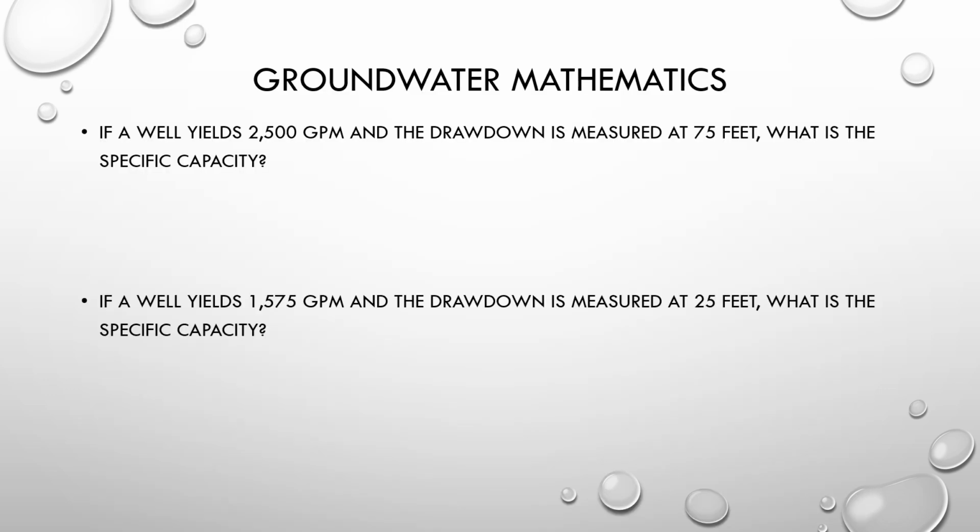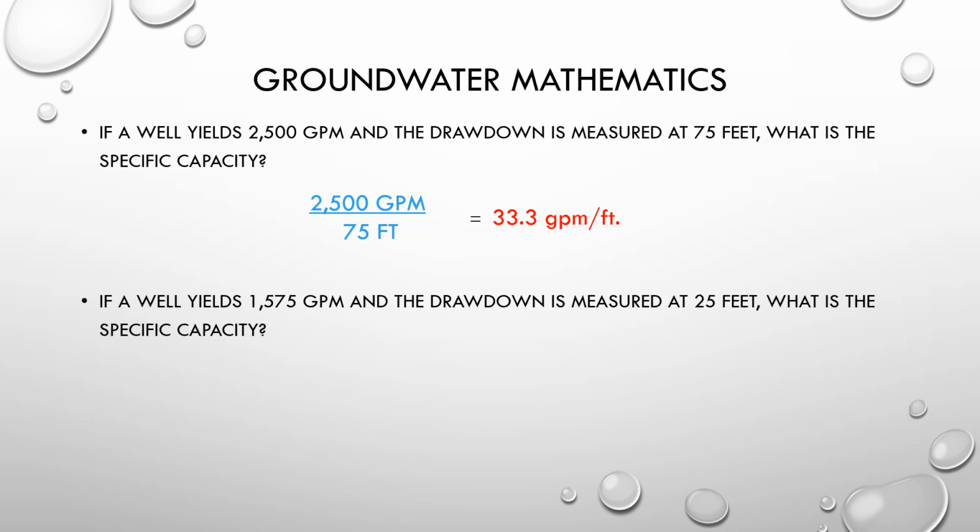Okay, here I've got just a couple of quick specific capacity questions, just examples to help you when you go to do your homework. So, if you have a well yield of 2,500 gallons per minute and the drawdown is measured at 75 feet, what is the specific capacity? Well, to do this, you're going to need to divide gallons per minute by feet. So, in this case, it would be 2,500 gallons per minute divided by 75 feet. And when you calculate that out, you get a specific capacity of 33.3 gallons per minute per foot.